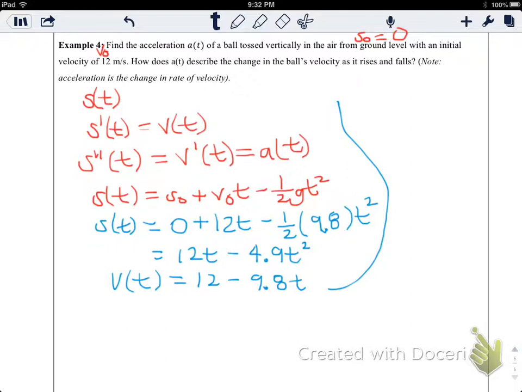And thus acceleration, a of t, is equal to the derivative of v of t, and that just equals negative 9.8. Okay. So that tells us, and this is meters per second squared, that acceleration is constant. So as the ball rises and falls, its velocity decreases from 12 to negative 12 at the constant rate of g. Okay, and we're going to talk more about this.